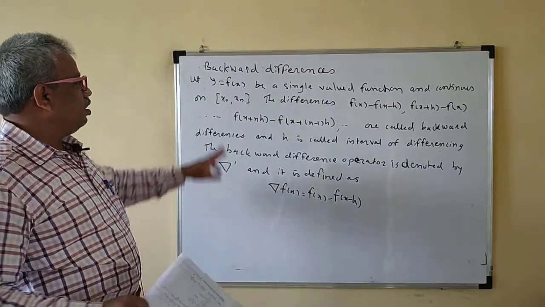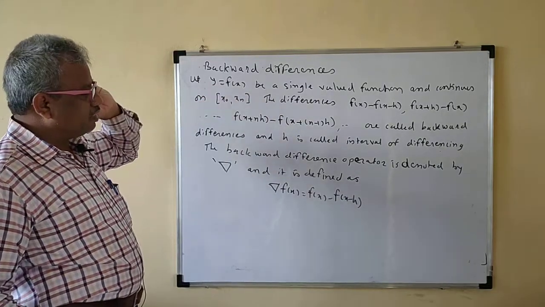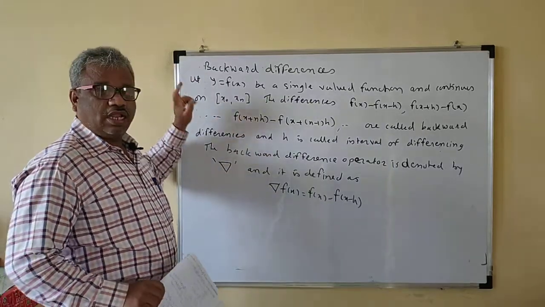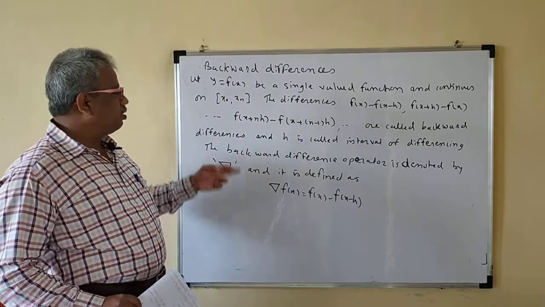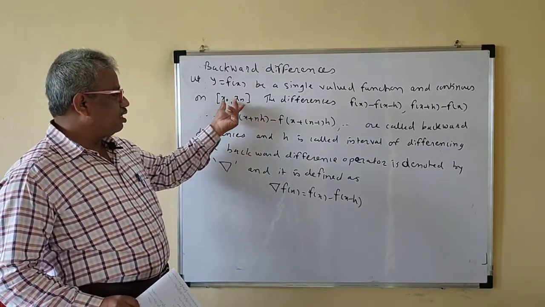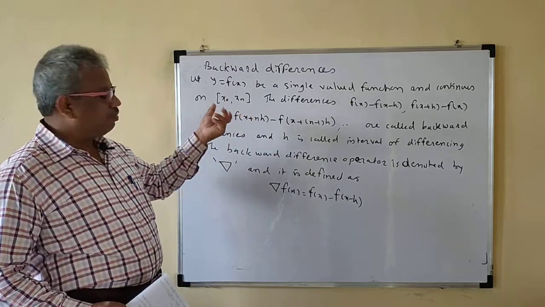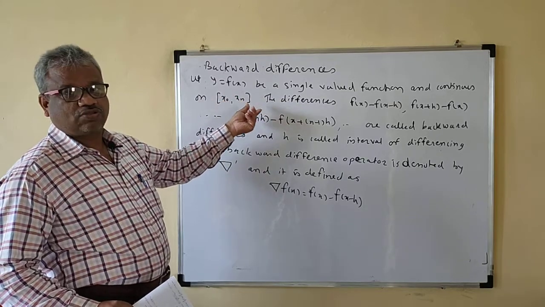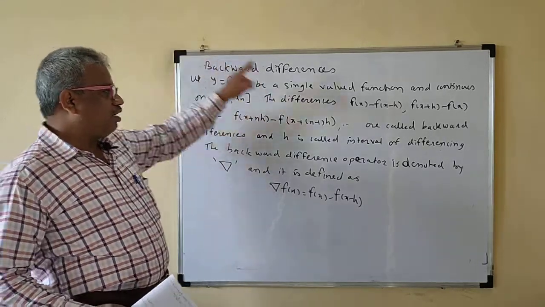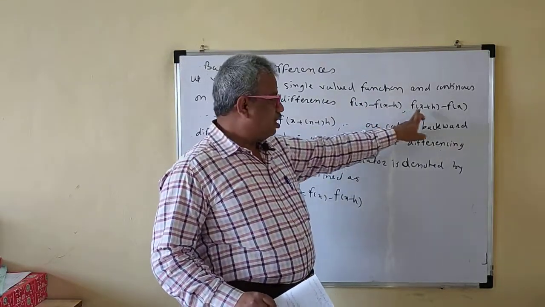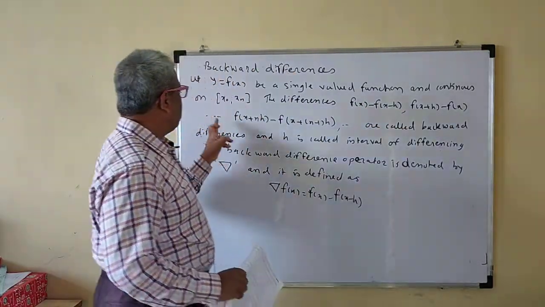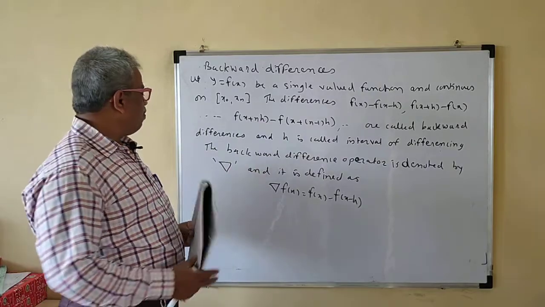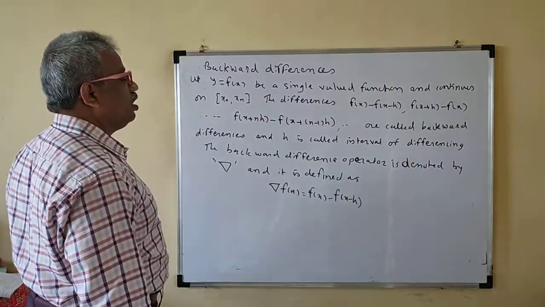So what we'll do for this one? Take a function y is equal to f of x as a single valued function, and it is continued on the interval x0 to xn. Divide this interval into n equal sub intervals, so equal length. That means x0 plus h, x0 plus twice h, and so on. Then the differences f of x minus f of x minus h, f of x plus h minus f of x, dot dot dot, f of x plus nh minus f of x plus n minus 1 h are called backward differences, and h is called the interval of differencing.